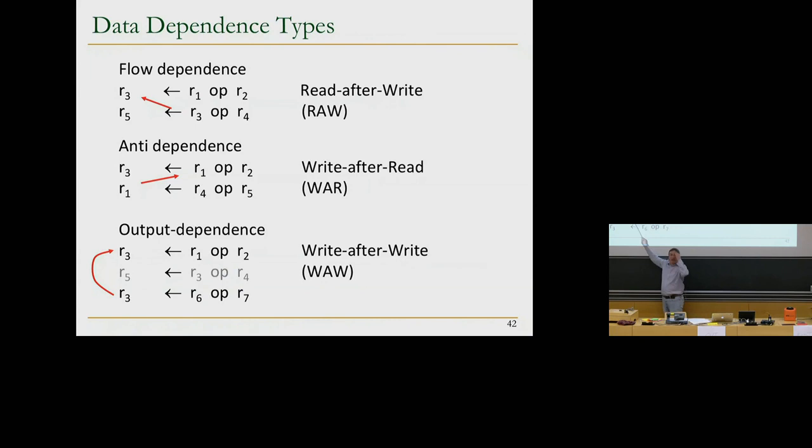And then there is the output dependence, where I have one operation writing to R3, I have another operation writing to R3, and it shouldn't be that this guy writes first, this guy writes later. Okay? You want that first this guy completes its operation, then this guy completes its operation.